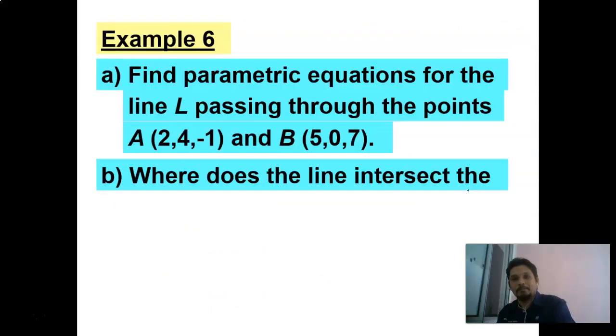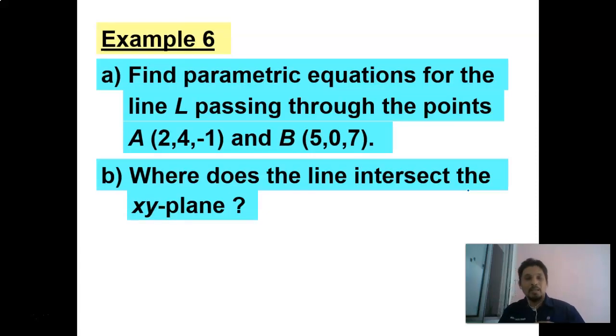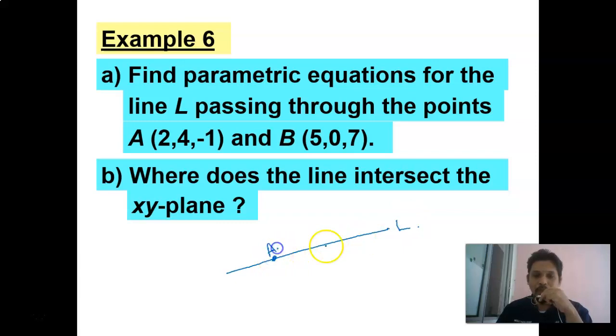Okay. Next, example 6. Find the parametric equation for a line L passing through the points A and B, and where does the line intersect the XY plane. So for example 6, okay, class, just imagine that there is a line L, the parametric equation of line L, that passes through the points A and B.